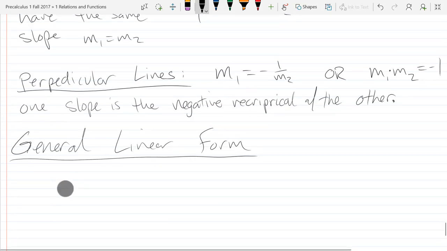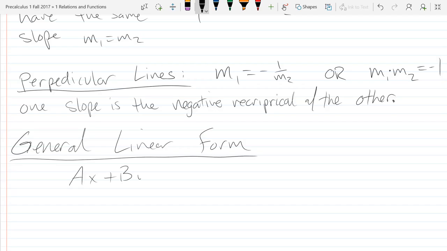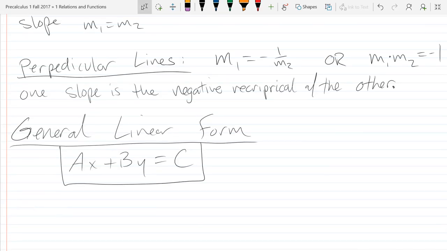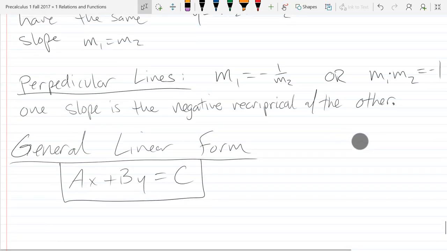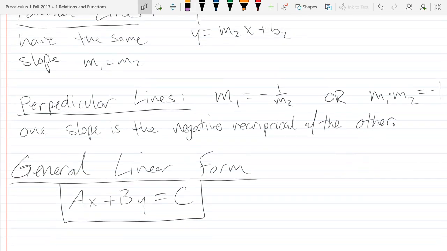So general linear form is ax plus by equals c. This is called the general linear form. The reason it's called the general linear form is because any line can be written in this form. There are certain types of lines that cannot be written in any of the other forms that we wrote down.